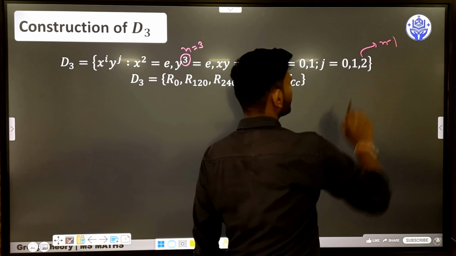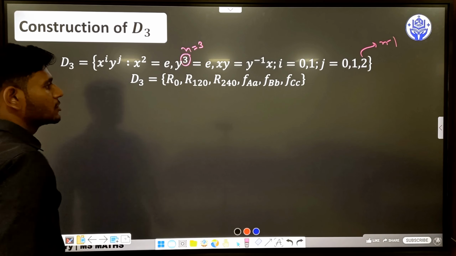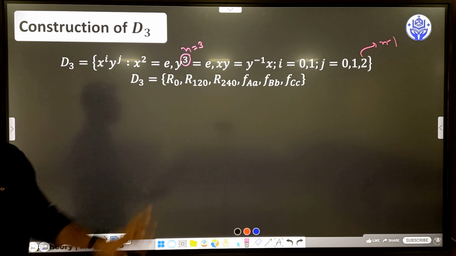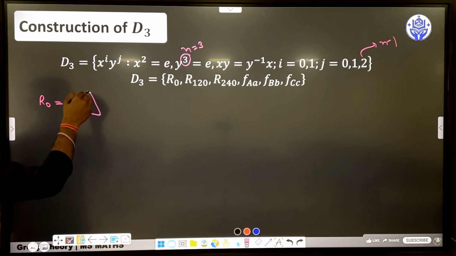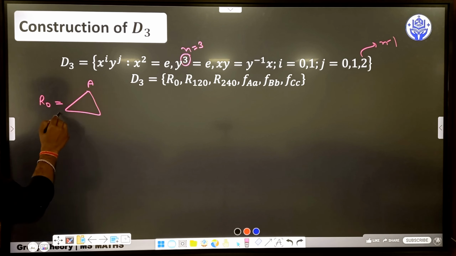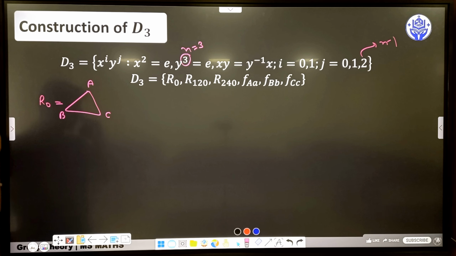2 is my n minus 1, because of that n is equal to 3, and these are the values. What do you mean by R0? So from here it is like this. Let's say it is A, B and C. Okay, what do you mean by R180?